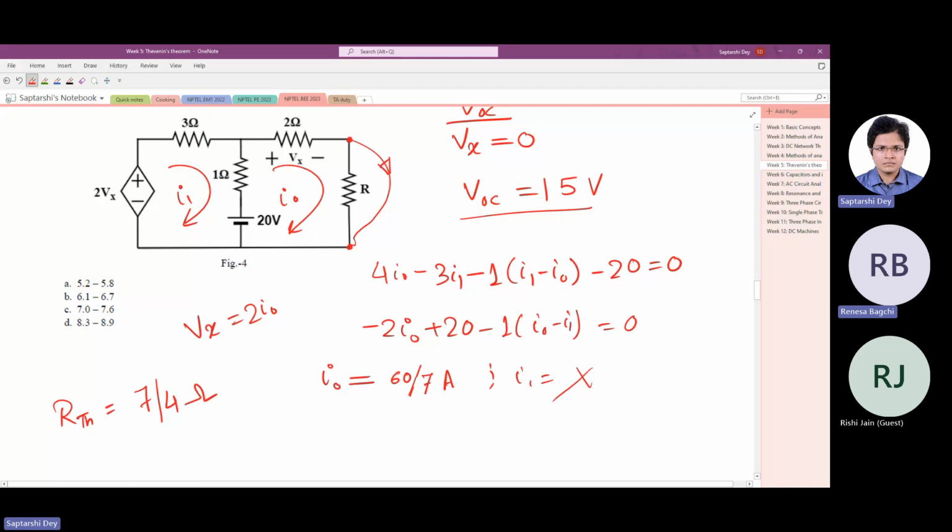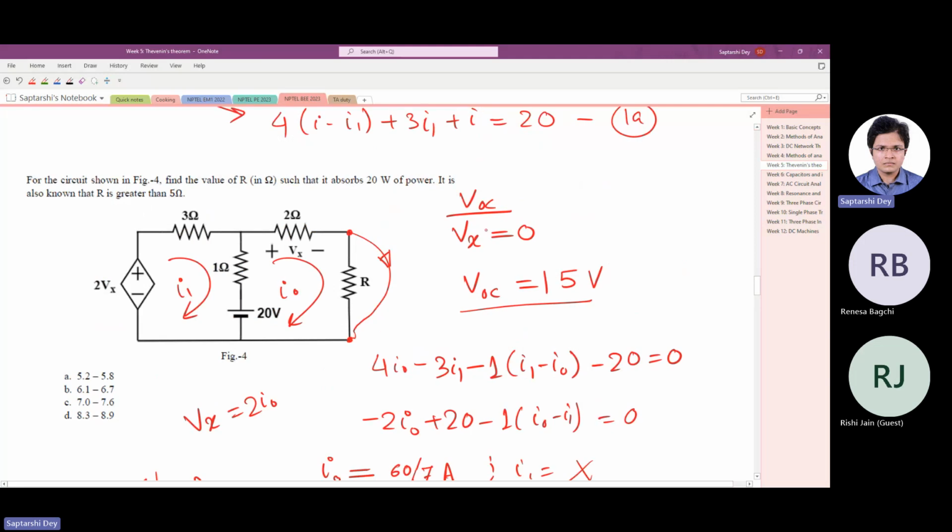Sir, I don't know, but there is a quadratic equation coming. Is it possible? Yes, it will be a quadratic equation. See, let me tell you these tricks. What is the meaning of this sentence? It is also known that R is greater than 5 ohm. So definitely they are giving you a condition so that you can come up with only one answer. So the chance is there will be a quadratic equation.